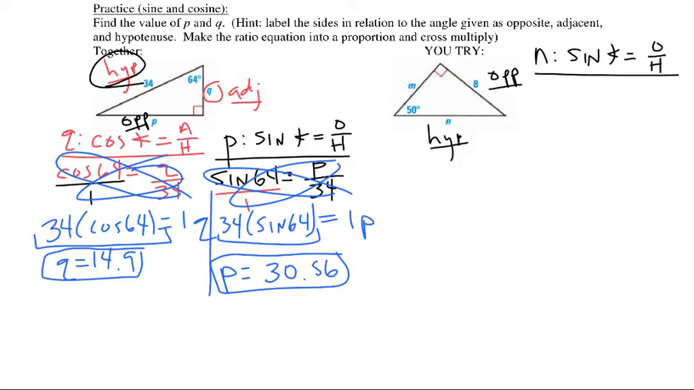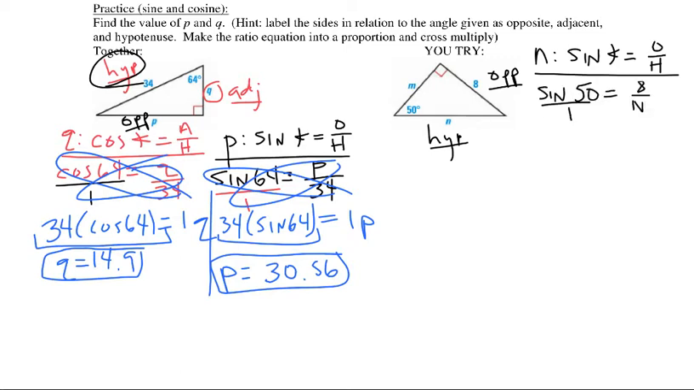For the first labels, if I just want to find the letter N, all I need is the number, so the opposite, and then my letter N, which is the hypotenuse, and that uses the sine, which is opposite over hypotenuse. So my setup should be the sine of 50 equals 8 over N.